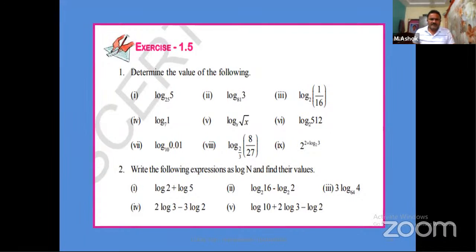You have many sums in exercise 1.5. In the first question, determine the value of the following. We have 9 sums, 9 bits there, and in the second question we have a few. Of these, I will explain 1 or 2. Look at this one: log 5 base 25. This problem can be solved in 2 ways. Look at the first one. I am taking log 5 base 25 is equal to x. I am assuming its value is x.